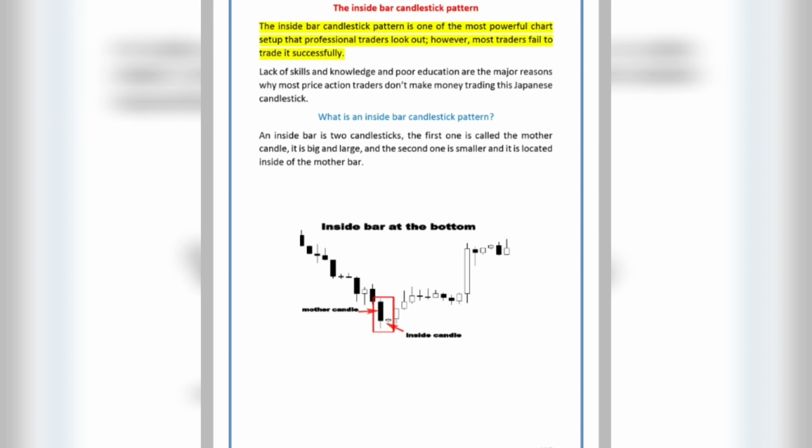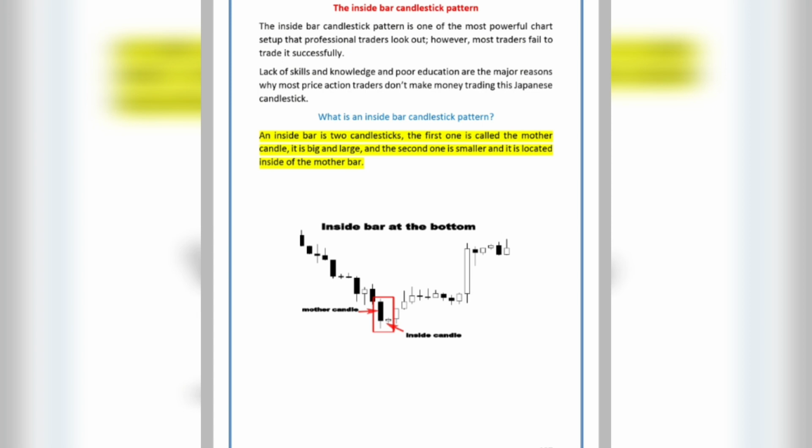The inside bar candlestick pattern. The inside bar candlestick pattern is one of the most powerful chart setups that professional traders look out for. However, most traders fail to trade it successfully. Lack of skills and knowledge and poor education are the major reasons why most price action traders don't make money trading this Japanese candlestick.